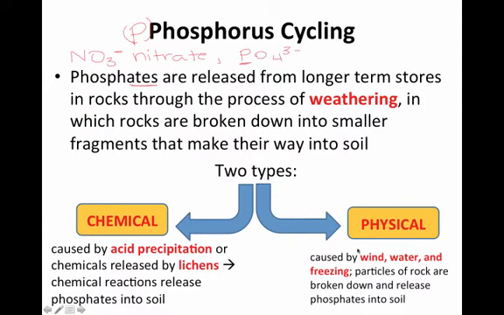Now, the second type of weathering we have is physical weathering, and this is physically caused by wind, water, and freezing, in which particles of the rock or the sediment are broken down into smaller pieces and therefore released into the soil. And when they do that, that sediment is releasing and cycling that phosphate back into the soil.